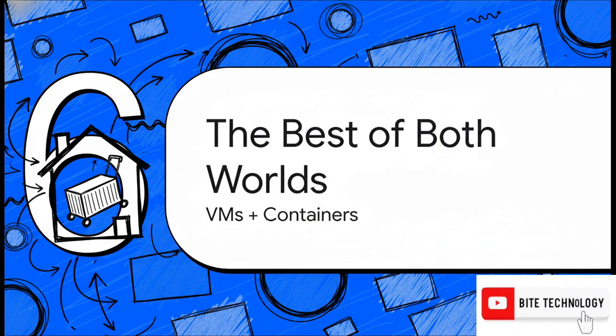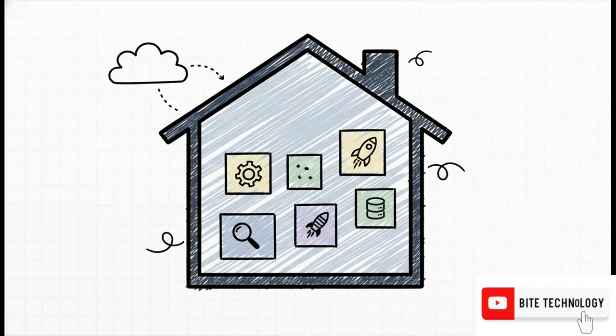But here's the big twist. This isn't always an either-or situation. You might be thinking you have to pick one, right? The house or the room? Well, what if you didn't have to choose? What if you could have both? And this, right here, is exactly how most of the modern cloud actually works.